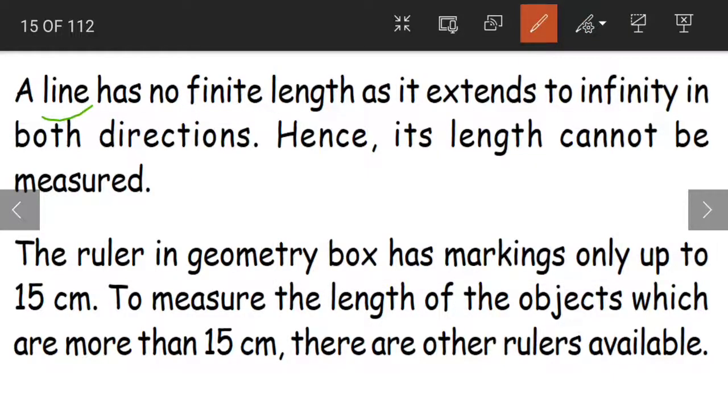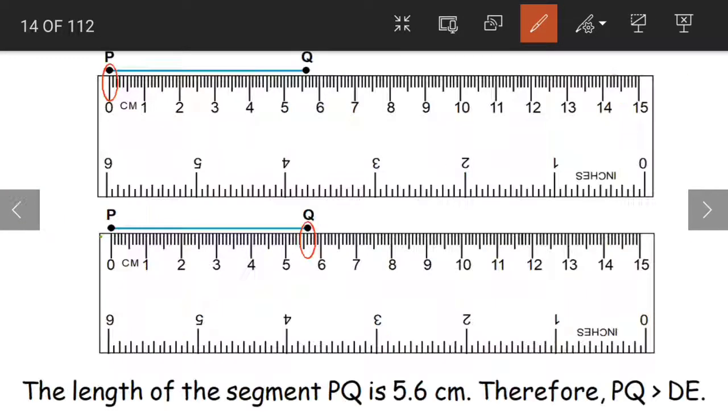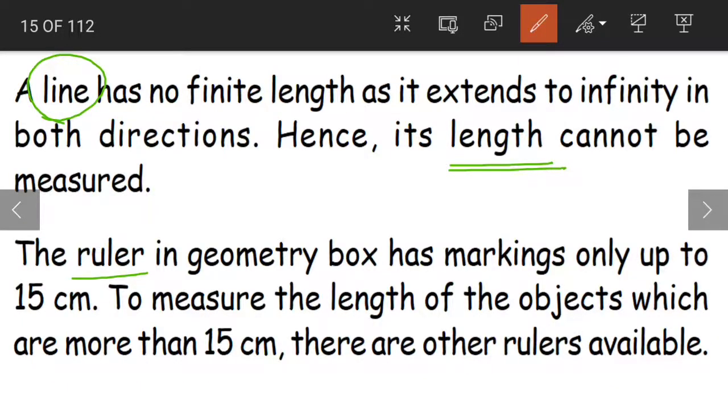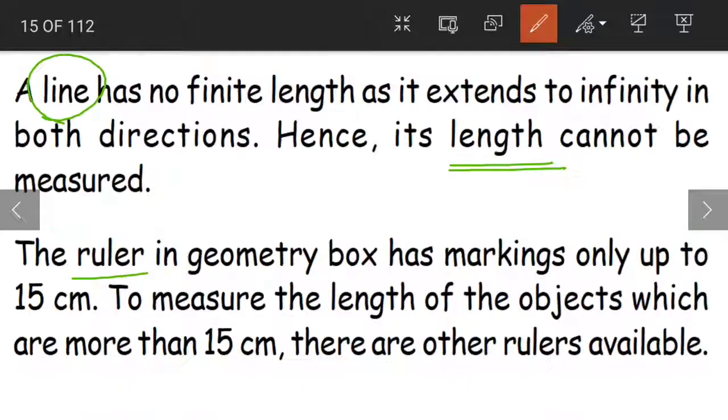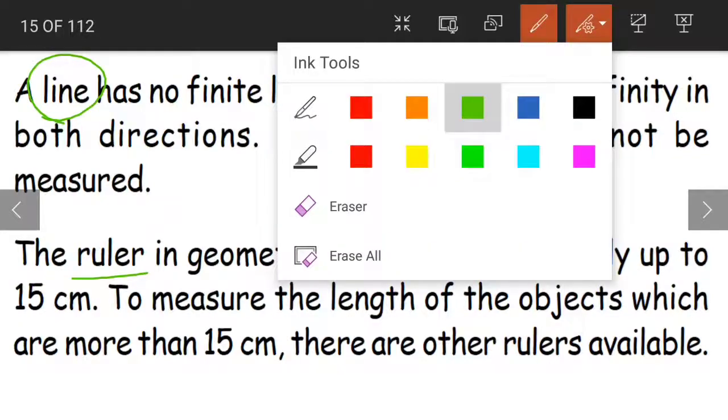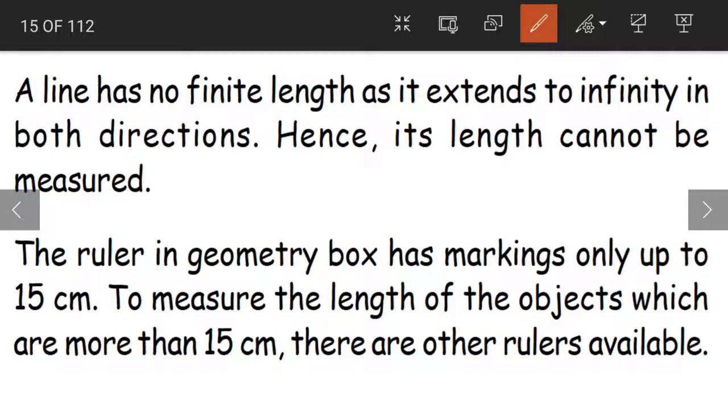So what did we learn today, children? That for a line we cannot find out its length, but if you want to find out the length of a line segment, we can do it using a ruler. Now again, one doubt might arise that the ruler has markings only up to 15 centimeters. So what should we do if we have a large line segment like this, which is more than 15 centimeters? For that we have bigger rulers, which help us to measure the lengths of such larger line segments. Okay, now with this we'll end.